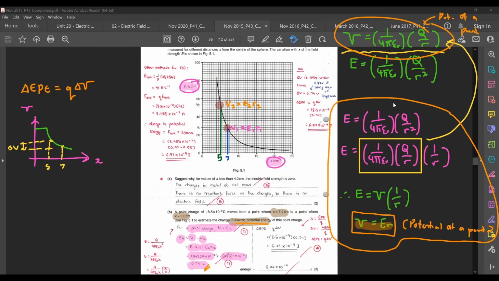From there, you can now work out your change in electric potential energy, which is just Q times the change in potential. The charge is already given as 8.5 times 10 power minus 9. Your potential difference has already been found on the left-hand side here. So just sub it in, you will get your answer as 6.29 times 10 power minus 9 joules. Okay, so pretty straightforward.